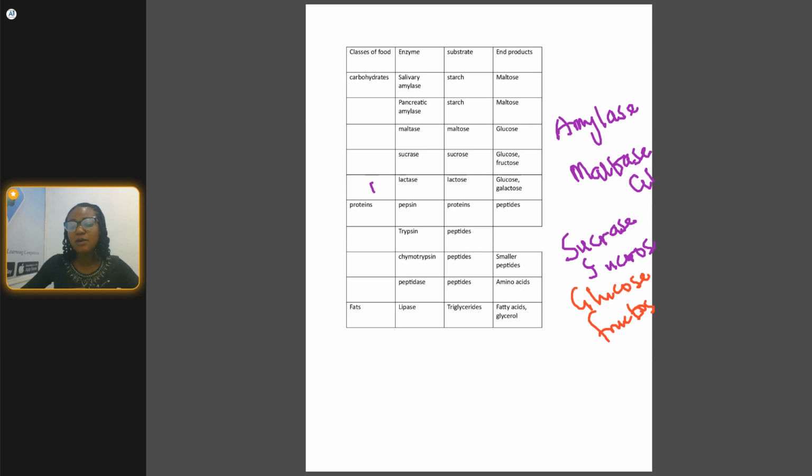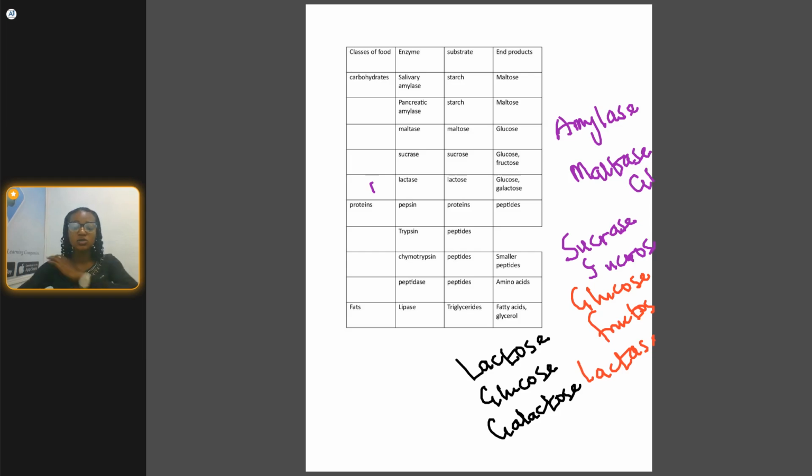All right. So we also have what we call the lactase. The lactase acts on the food that has lactose, and the end product of lactose is glucose and galactose. Okay, so I have given you 5 different enzymes under carbohydrates now.